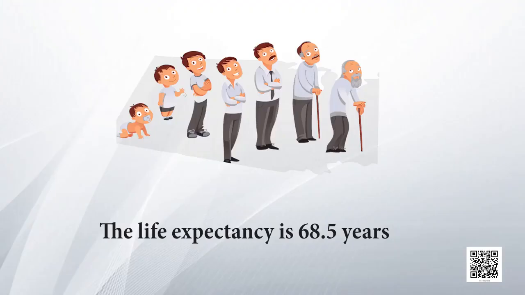On the other hand, the under 5 mortality rate is around 39.4 per 1000. Similarly, the life expectancy is 68.5 years and it is increasing day by day. Similarly, the death rate is around 7.1 per 1000. So, it has been controlled due to the availability of good health infrastructure in India.